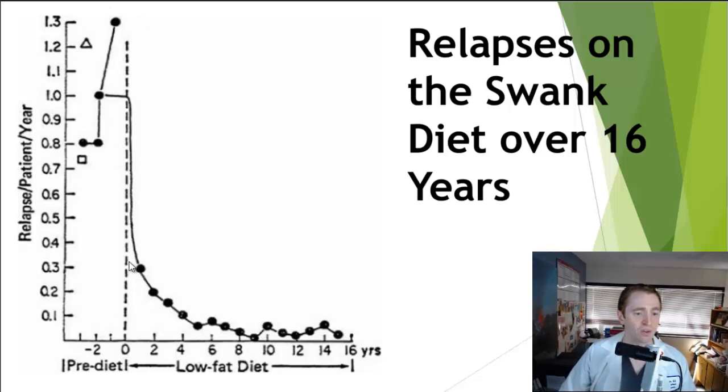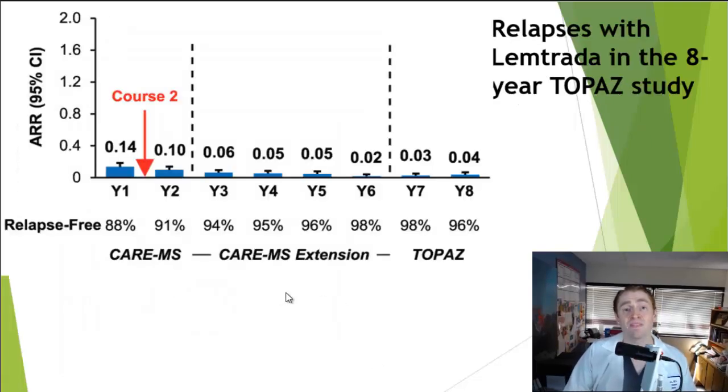It takes a while to get a full effect, but they end up at around 0.05 relapses per year on average, and it stays down for many, many years. And this is basically as effective as some of the stronger disease-modifying therapies. You're looking at data from the Topaz study.